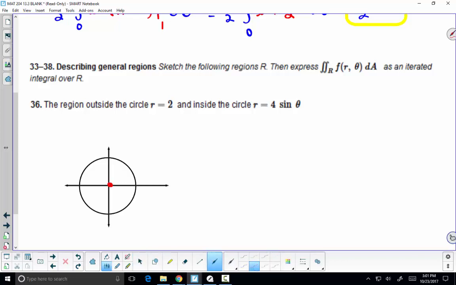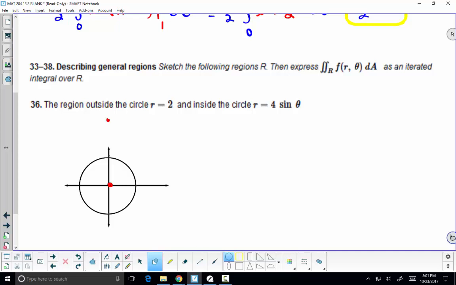When theta is pi over 2, sine of pi over 2 is 1, multiplied by 4, so we get up here, 4. When theta is pi, sine of pi is 0. So in this direction, we're back at 0. So you can tell then that this is a circle that's sitting on the x-axis.